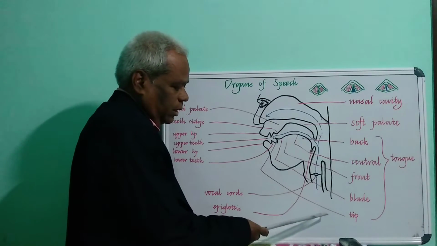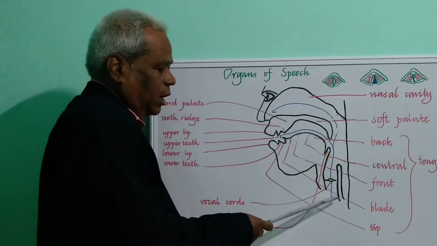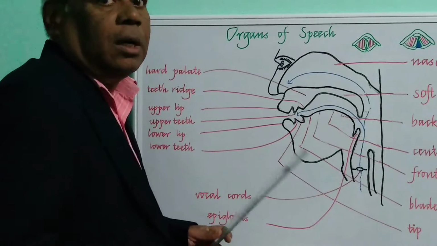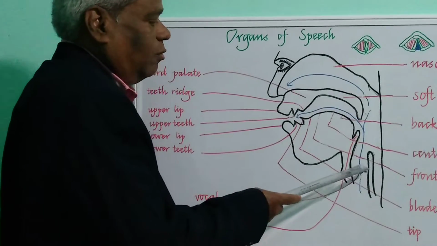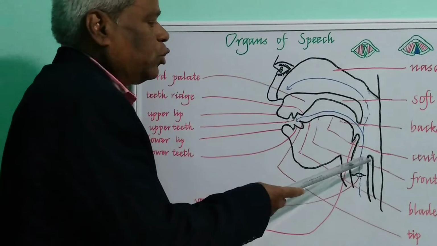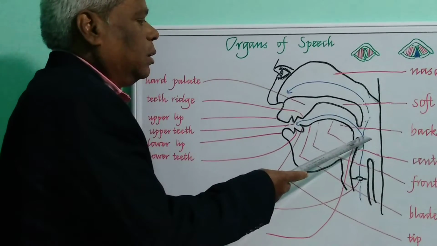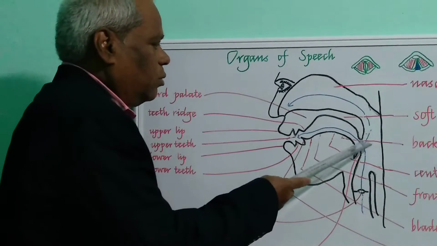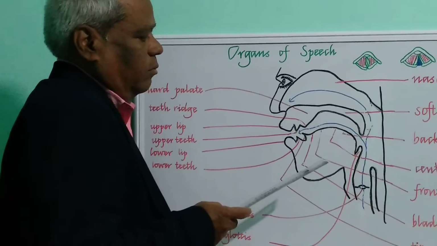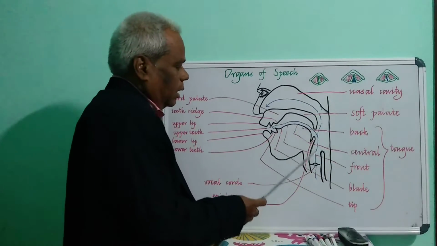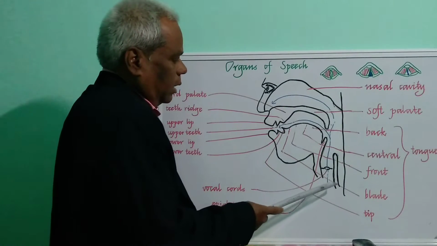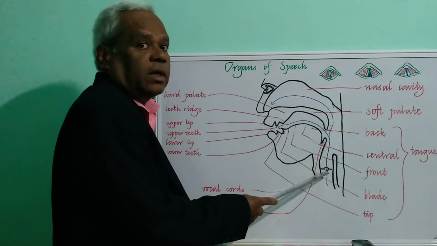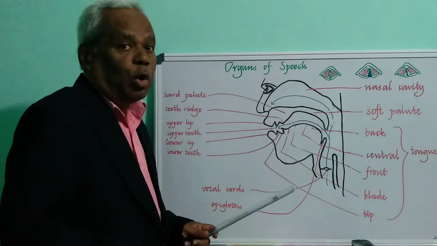The air is released by the lungs and it comes up through the vocal cords, and it passes through the vocal cords and it goes up, and it can go through the nose or through the mouth. Okay, now what happens is, here at the vocal cords, the air gets modified.